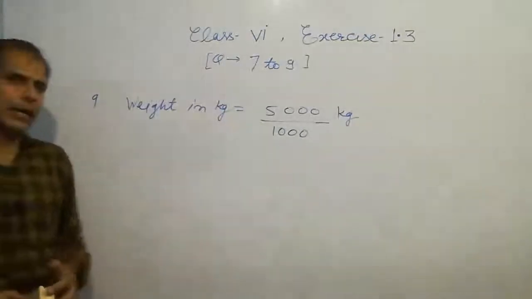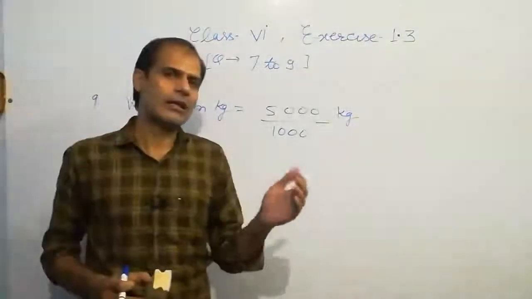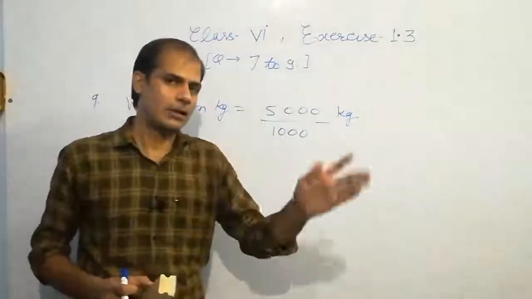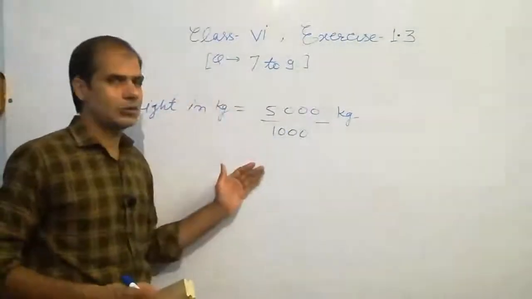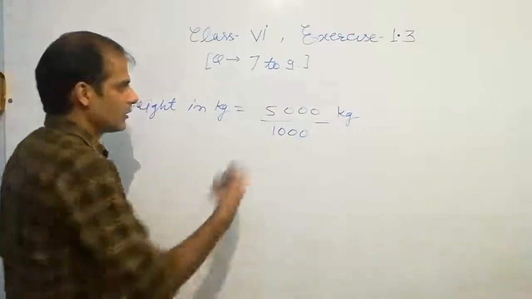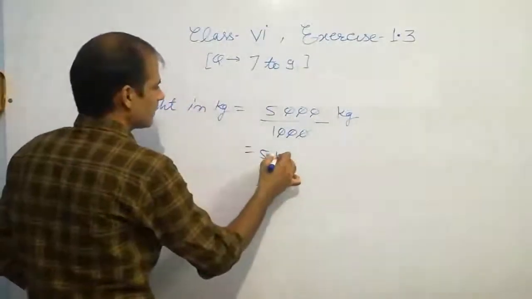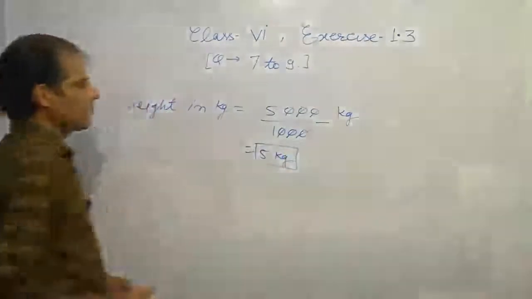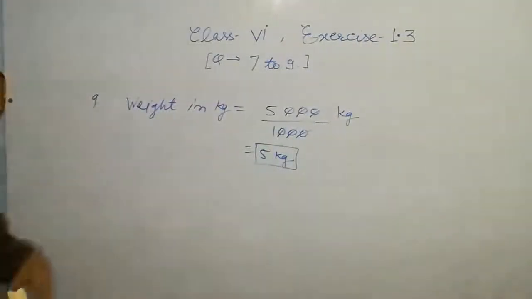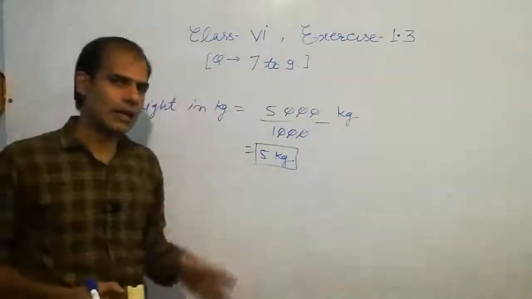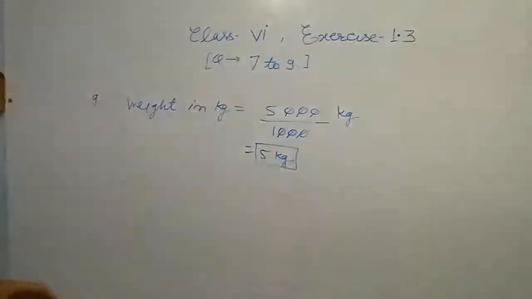Okay, I repeat it again. If milligram is divided by 1000, you find grams. If grams is divided by 1000, you get kilograms. Now zeros are cancelled and finally answer is 5 kg. So we have obtained two values, 5,000 gram and 5 kilogram. Okay, so question 9 is solved, and just check the answer. Answer of 9th question is 5,000 gram and 5 kilogram.